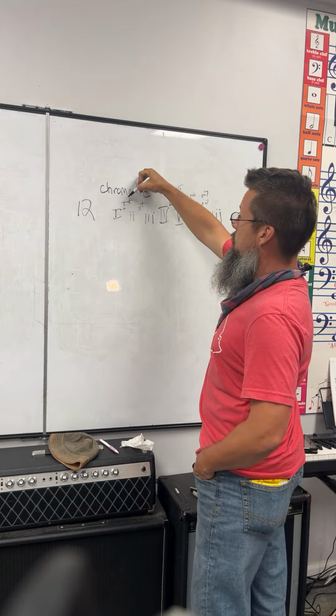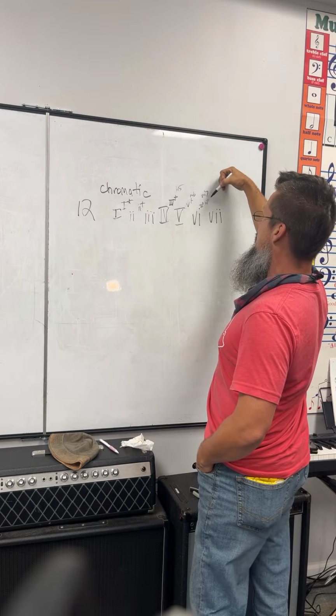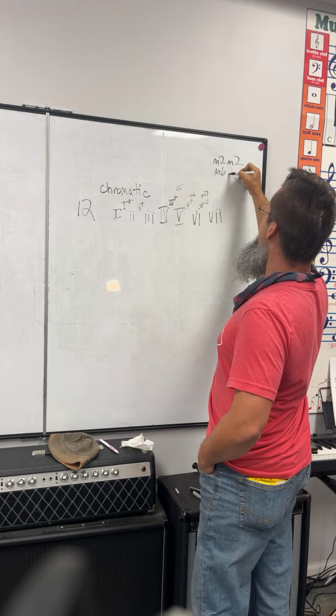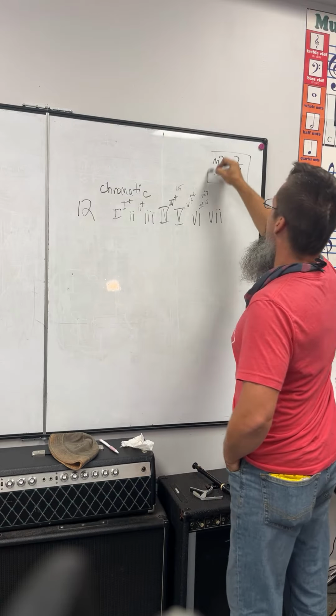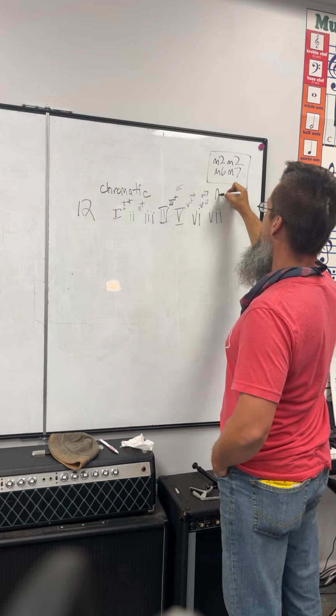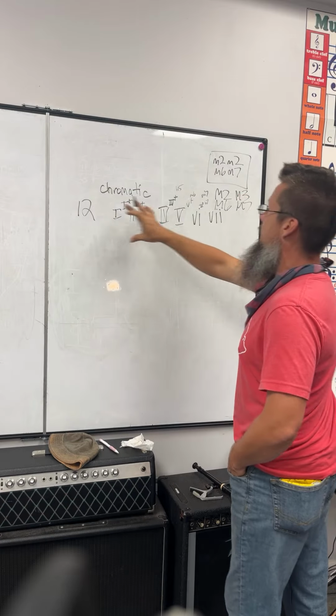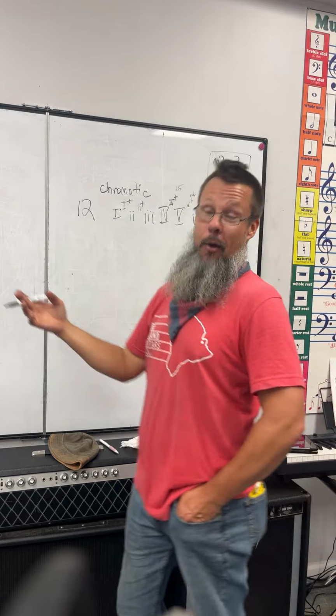The minor 2, the minor 3, the minor 6, and the minor 7 are all notes of expression that are in a chromatic scale but not in a diatonic scale, because those are the major 2nd, the major 3rd, the major 6th, and the major 7th. That's what is in do, re, mi, fa, sol, la, ti, do.